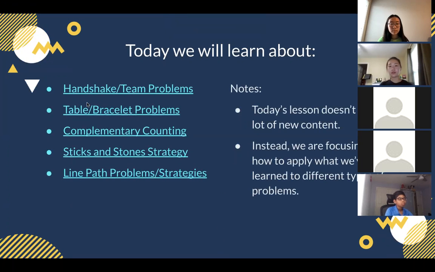Okay, so today we're going to learn about some different types of counting and probability. So handshake and team problems, table and bracelet problems, complementary counting, sticks and stones strategy, and then line path problems and strategies. So today we're not going to learn a lot of new content, but we're basically going to learn to apply some of the concepts you've learned to common types of counting and probability problems.